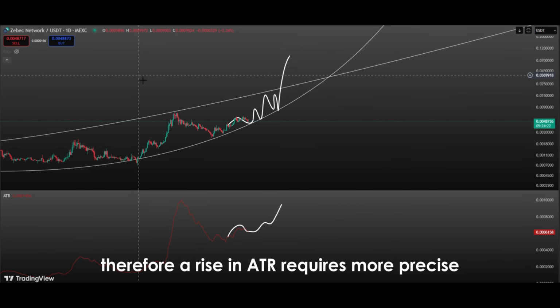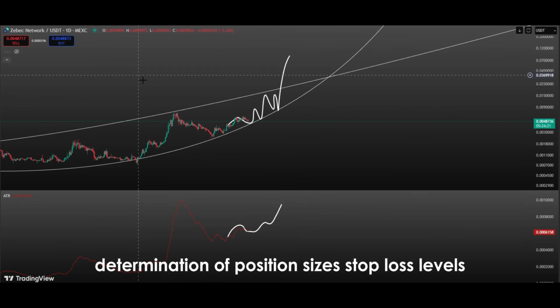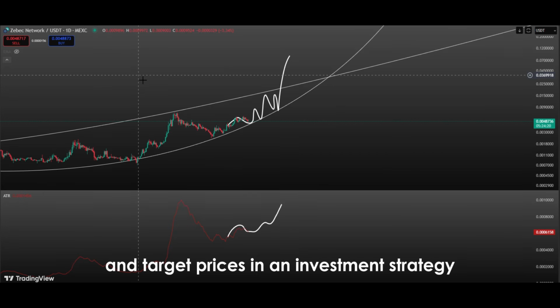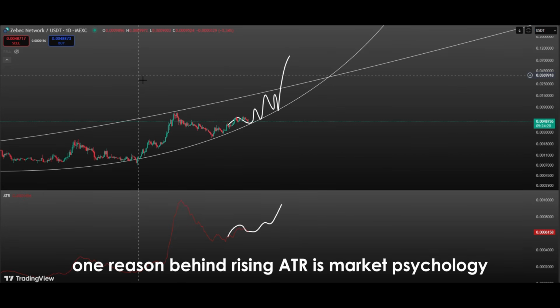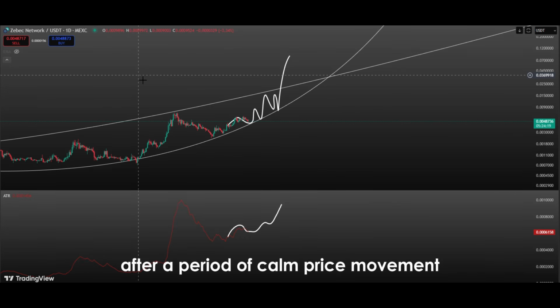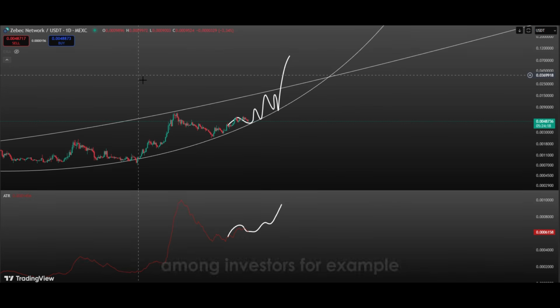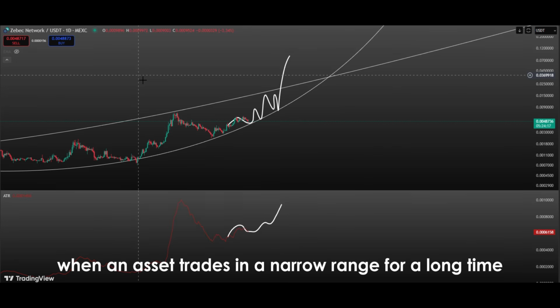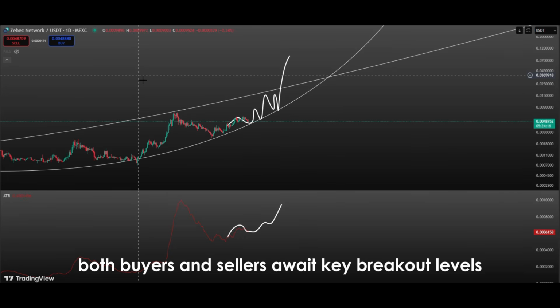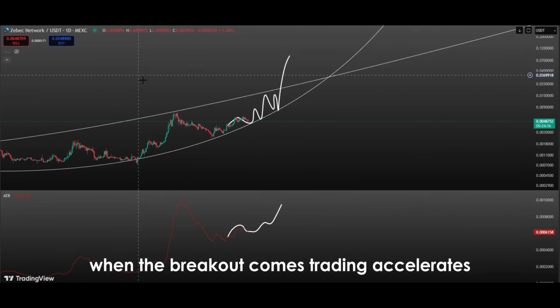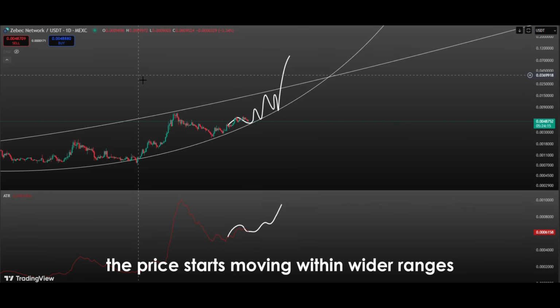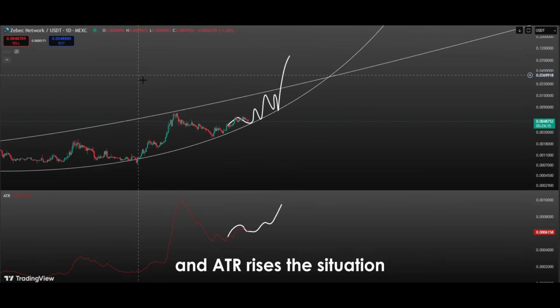Therefore, a rise in ATR requires more precise determination of position sizes, stop-loss levels, and target prices in an investment strategy. One reason behind rising ATR is market psychology. After a period of calm price movement, there is pent-up buying and selling pressure among investors. For example, when an asset trades in a narrow range for a long time, both buyers and sellers await key breakout levels. When the breakout comes, trading accelerates, volume increases, the price starts moving within wider ranges, and ATR rises.